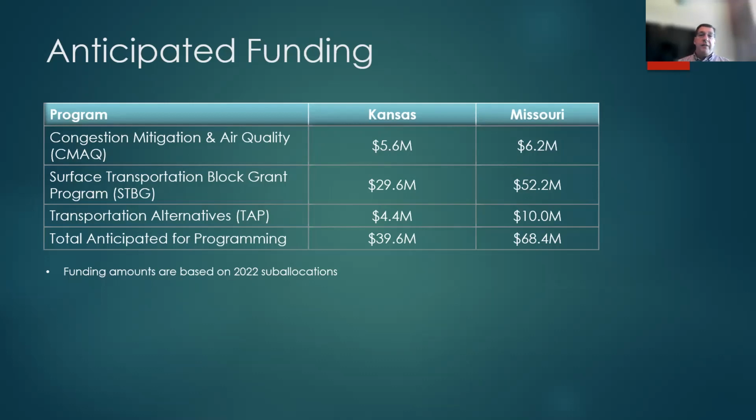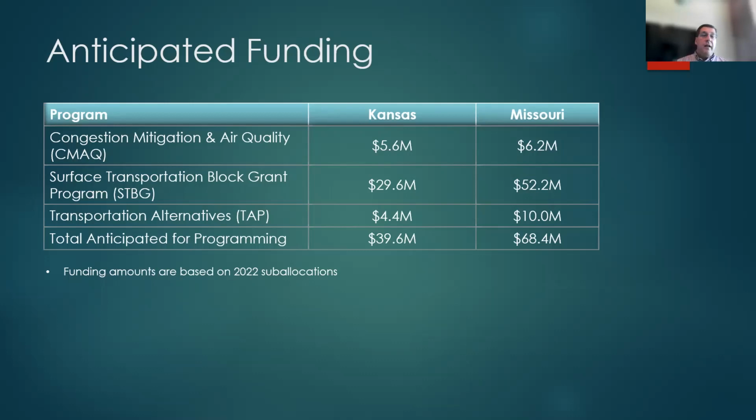The numbers that you see on the screen there at 29.6 million in Kansas and 52.2 million in Missouri, those do include some measure of over programming that our committees have typically done to guard against funding coming back into the program from projects that return small amounts of funding as they go through closeout. And so we do safeguard against those types of activities by over programming slightly.